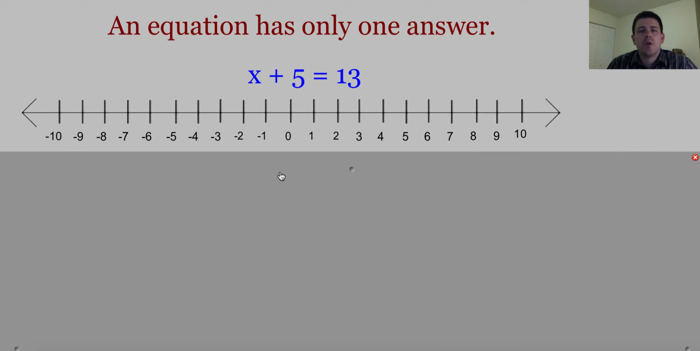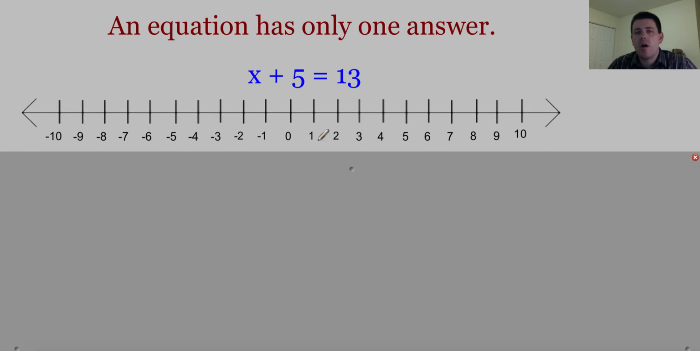All right, so far we've been talking about equations. So an example here is x plus 5 is equal to 13. The nice part about equations is there's one right answer. No ifs, ands, or buts about it. There's only one thing that's going to make this true. It's basically asking what number can I add 5 to and get 13 for an answer.